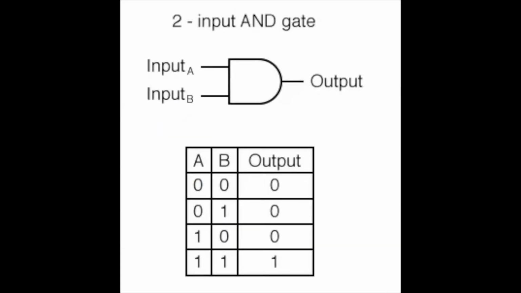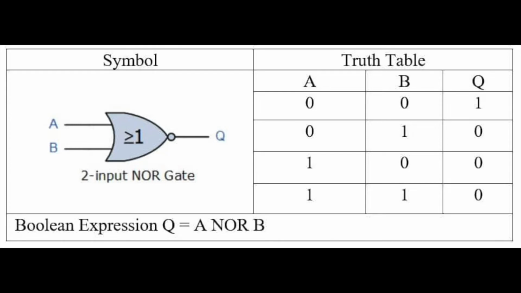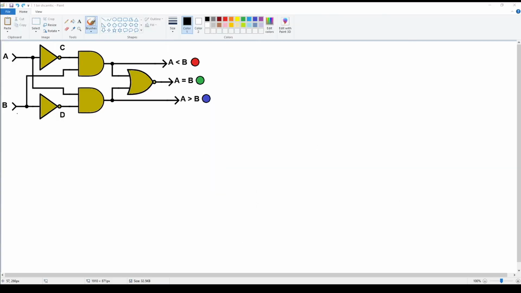An AND gate only outputs a 1 if it gets two 1 inputs. Finally, there's a NOR gate. It will only output a 1 if it gets two 0 inputs. How does the red LED turn on? When B is greater than A.